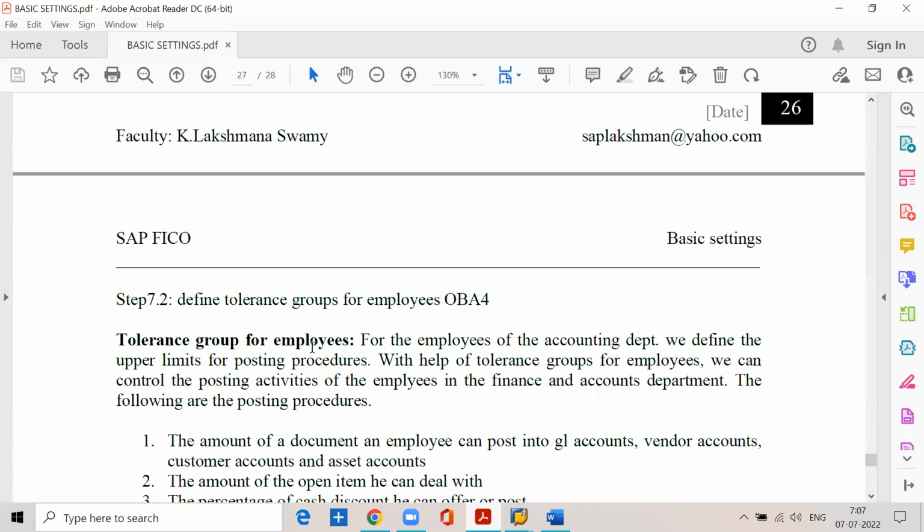Then the next topic is tolerance groups for employees. It takes more time, right? This topic we cannot stop in between. So this we will see in tomorrow's class straight away.